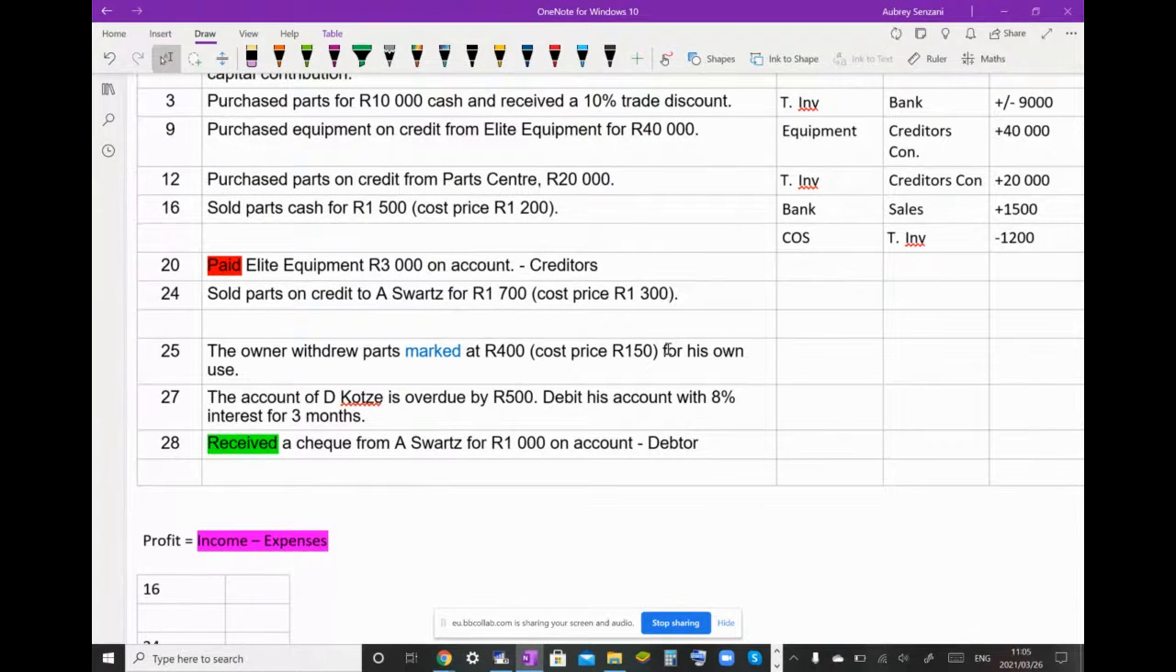Right. Cool. All right. Then here it says paid Elite Equipment 3,000 on account. When you see on account, it means we had taken stuff out on credit and we're now paying towards that. Okay. So what's happening here? Which accounts are affected? And bank. Yes, money is leaving us. What are we debiting? What are we crediting? Yes. 100%. Okay. Debiting creditors control.